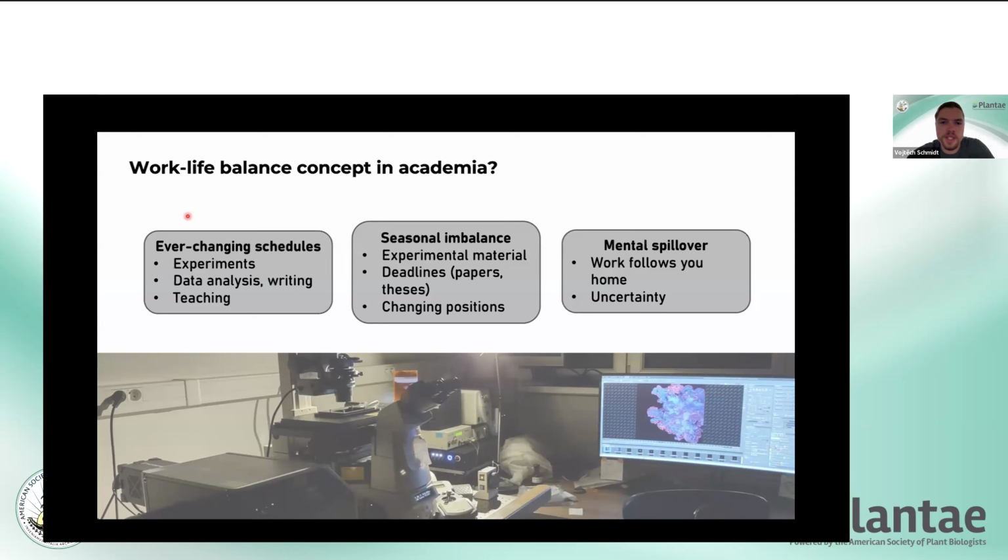There is also a huge seasonal imbalance, and this is influenced by the experimental material you are working on, especially if you have field work or you are dependent on your model organism. Then when deadlines come, you have to write papers or your thesis, you are massively invested in this, and your work-life balance is massively disbalanced. And also when you change position, from PhD to postdoc, for example, you are investing most of your time into that.